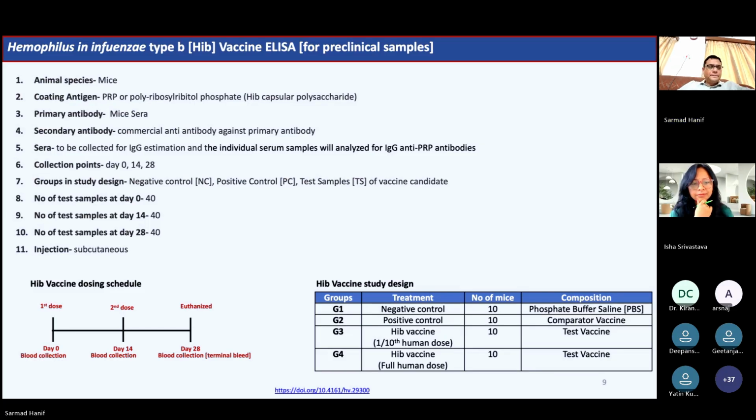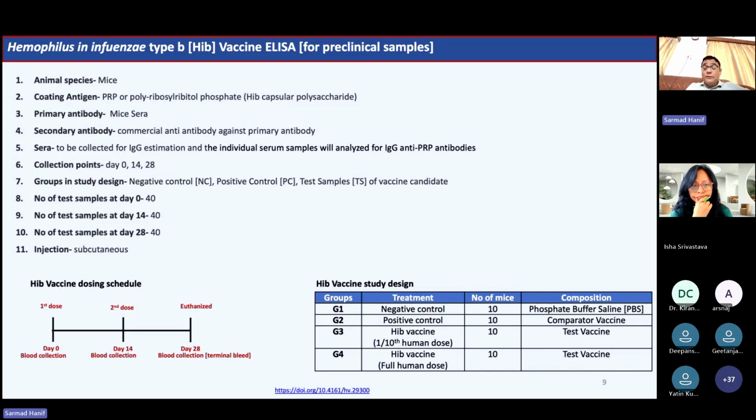Yes, sir, sure. Okay. Now for the test samples at day 0, the number of mice we have taken in each group is 10. So if you calculate for the 4 groups, it will be 40, obviously. At day 0, 14 or 28, the number of mice will be the same, 40. So the number of test samples at day 0, 14, 28 will be 40.